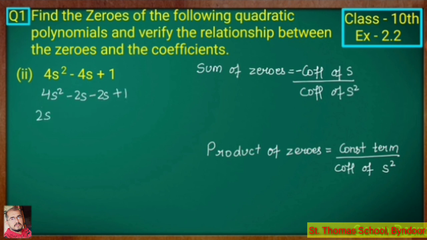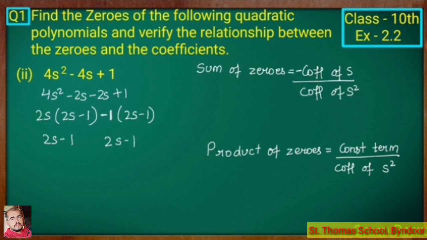Now I am grouping 4s square and minus 2s, where 2s is the common term, and 2s minus 1 is remaining. Then for minus 2s and plus 1, there is no common term, so I take minus 1 outside, and 2s minus 1 is remaining. Now 2s minus 1 is common, so the factors we can write are 2s minus 1 and 2s minus 1.